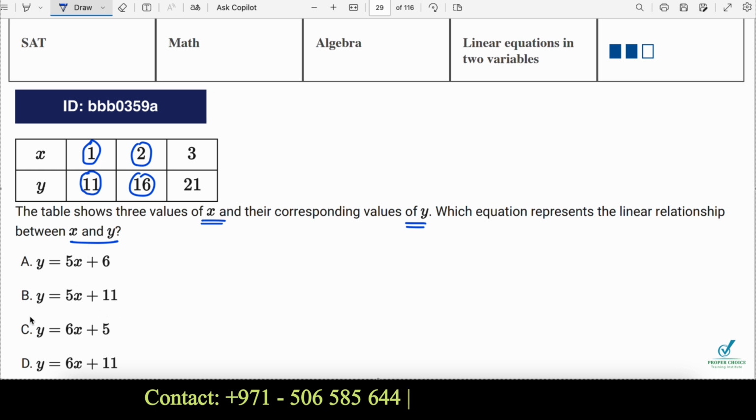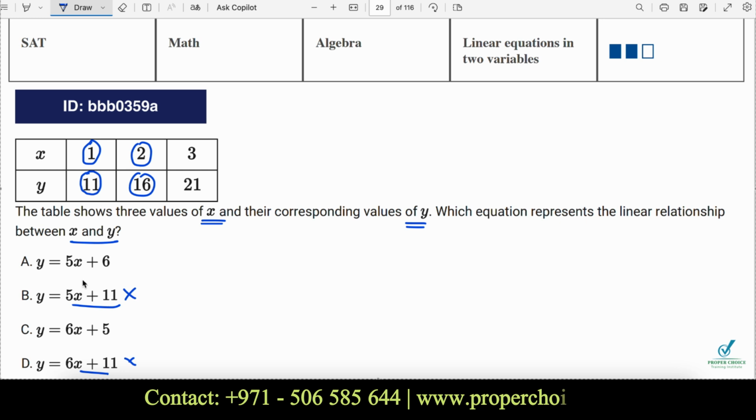From this I can rule out option B and option D. Why? Because when you put a value of x as 1, it is 5 times 1 plus 11, which gives me 16, but I need the answer to be 11. The same thing happens here, 6 times 1 plus 11 is 17. So I rule those out. The answer may be either A or C.